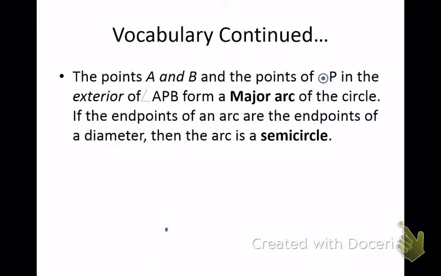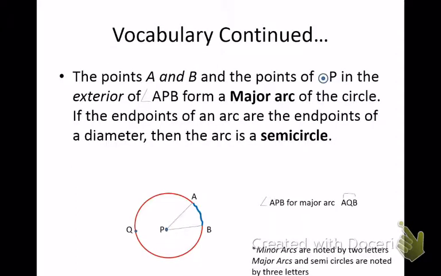Now, the points outside of A and B, or outside of angle APB on the circle, are called a major arc. So this guy is a minor arc, then that means this guy is a major arc. Okay? Since that arc is bigger than the one we were just talking about.